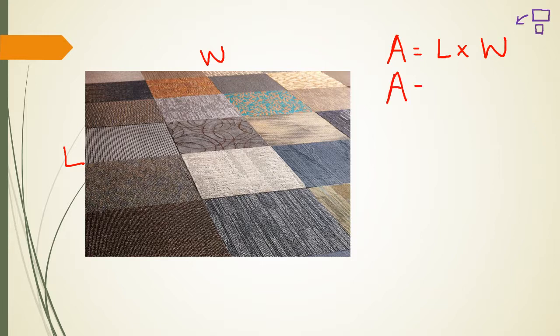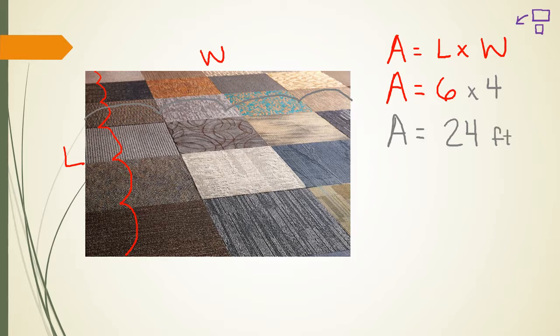We drop down our A. Let's say that our carpet is 1, 2, 3, 4, 5, 6 units long and 1, 2, 3, 4 units wide. Okay, we drop down our A, we drop down our equal sign. 6 times 4 is 24. And this time we need, oh, what did I have? Rugs are usually feet. So we'll put our answer in feet today.